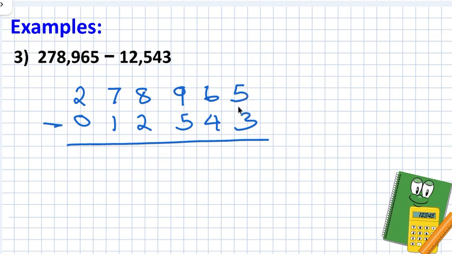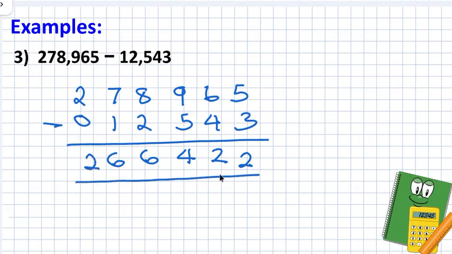So from this place we have 5 minus 3, that is 2, 6 minus 4, that should give us 2, 9 minus 5 should give us 4, 8 minus 2 should give us 6, 7 minus 1 should give us 6, and 2 minus 0, that would give us 2. So this is our answer.